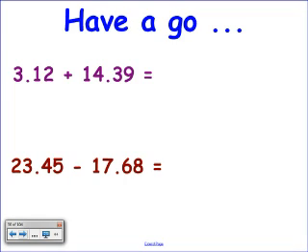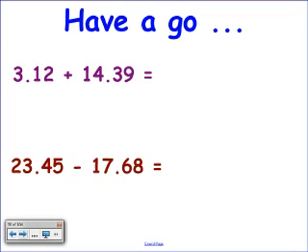Okay, good. Vast majority using the column method. Good. You can do it in your head if you want to. I mean, if it's a 1 mark question, that's great. If it's a 2 mark question, you're going to have to show your working out, which you'll see in a minute. I'll show you a question in a minute from an exam paper.